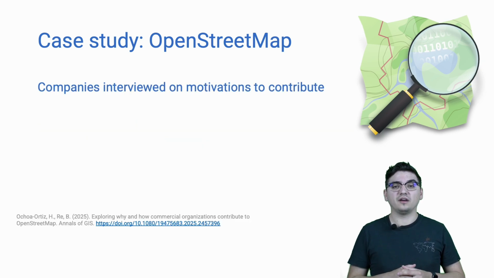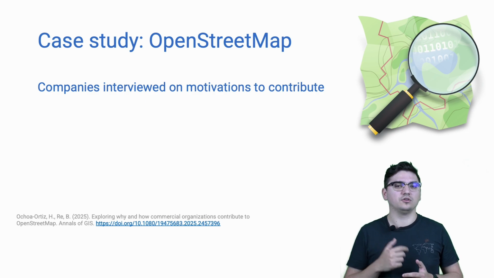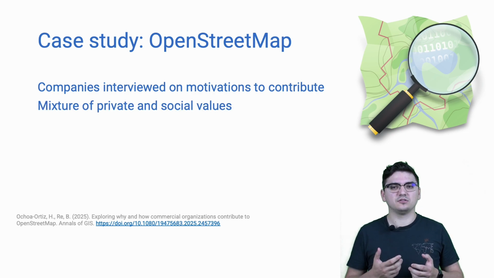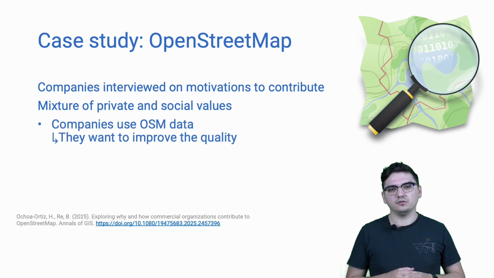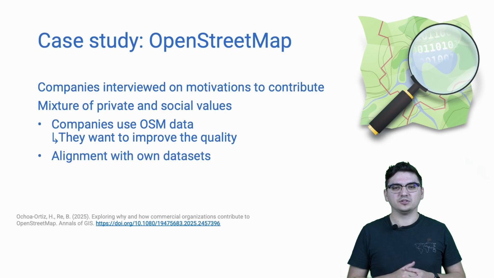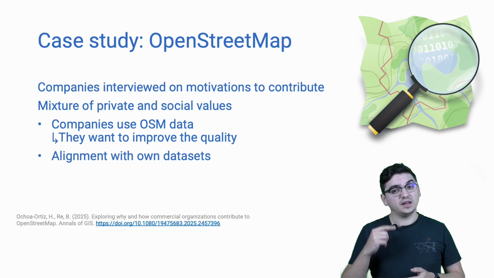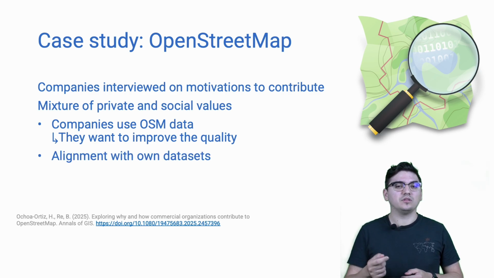We interviewed 25 for-profit companies that contribute to OpenStreetMap, asking how and why they contribute. The result was a mixture of private values and social public values. The most mentioned motivation overall is to improve the data quality. Companies use OpenStreetMap to enrich the services they offer to their clients. It is therefore in the company's best interest to improve OpenStreetMap's data and keep it of high quality. Another greatly mentioned private value motivation, which relates to the previous one, is to align with one's own dataset.